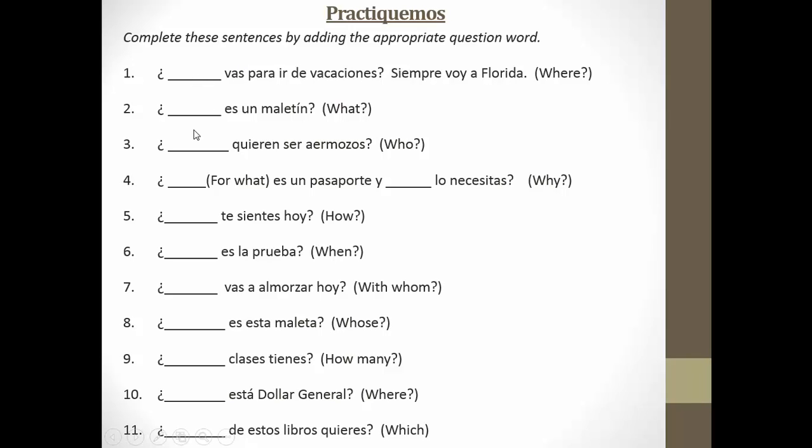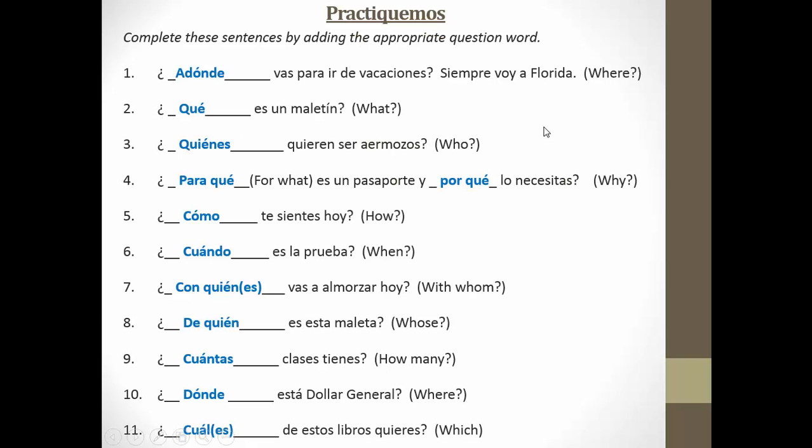Alright, please pause me and work through the rest of the practice problems. Okay, let's review. What is a carry-on? Number 2, who in here wants to be flight attendants? ¿Quiénes son? I was expecting more than one of you, so I used it plural. You can also tell I wanted something plural here because of quieren. 4, what's a passport for? ¿Para qué? And why do you need it? ¿Por qué?